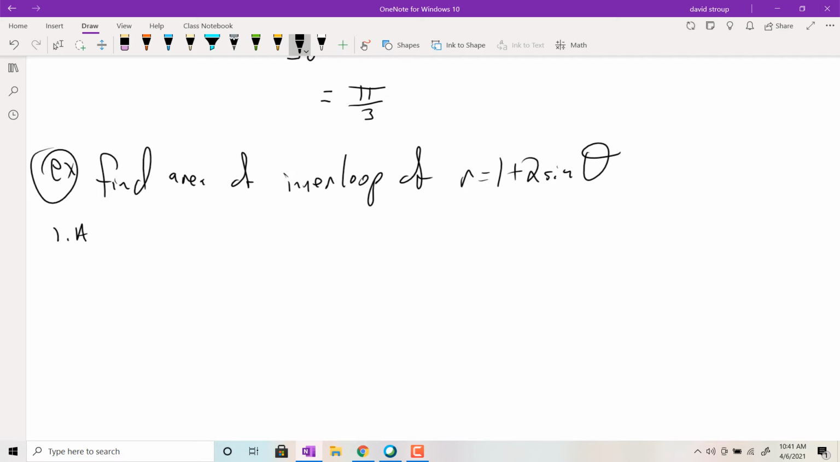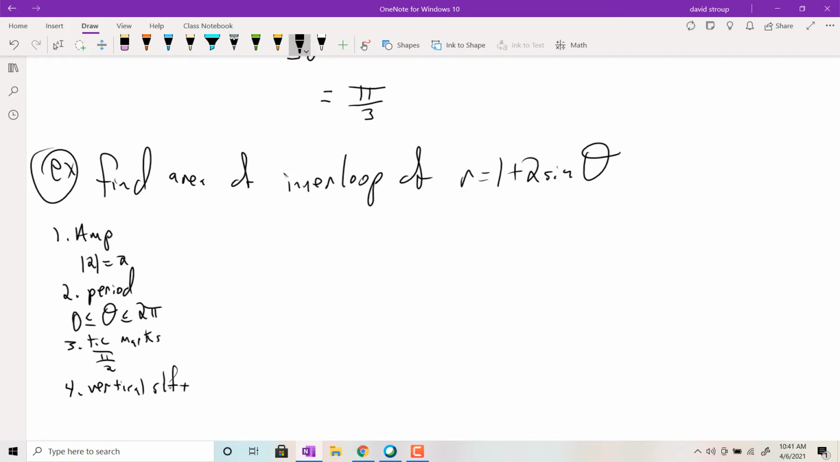So first off, the amplitude. It's just the absolute value of 2, which is 2. Secondly, the traditional period, basically just from 0 to 2 pi. For the tick marks, you can go by pi over 2's, since 2 pi over 4 is pi over 2. And then there is a vertical shift. Looks like we're going up 1. Okay, so let's get a picture in the r theta plane.